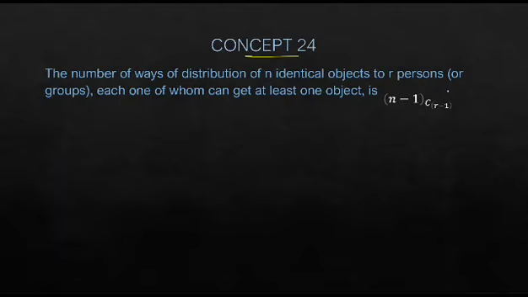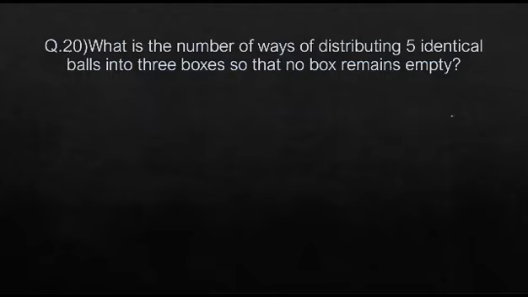Now the 24th concept is also similar to the 23rd concept. The difference is just this, that in this case at least one object is to be given to every person or group that is involved in the distribution. So it cannot happen that we let any one group go empty handed, right? Everyone has to have at least one object from those that we have, right, that are present. This will be the formula for this particular thing. Directly n minus 1, C r minus 1.